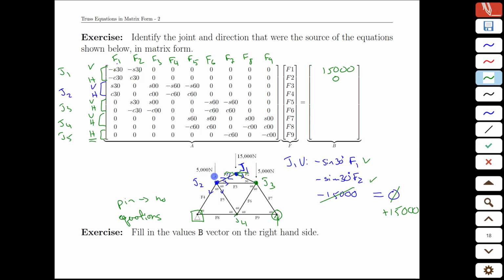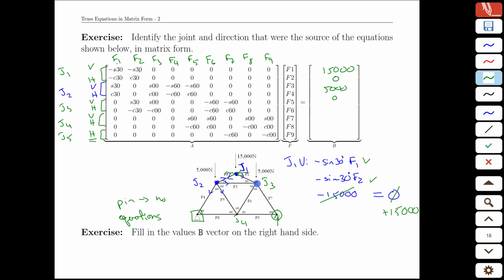This 5,000 comes in when it's applied to joint 2 in the vertical direction, so it corresponds to the third row in this matrix, and that means it's going to get a 5,000 value in the third row of the B vector. The fourth row was horizontal forces in joint 2. If we look at all the forces applied here, there's no external horizontal force, so we have a 0.